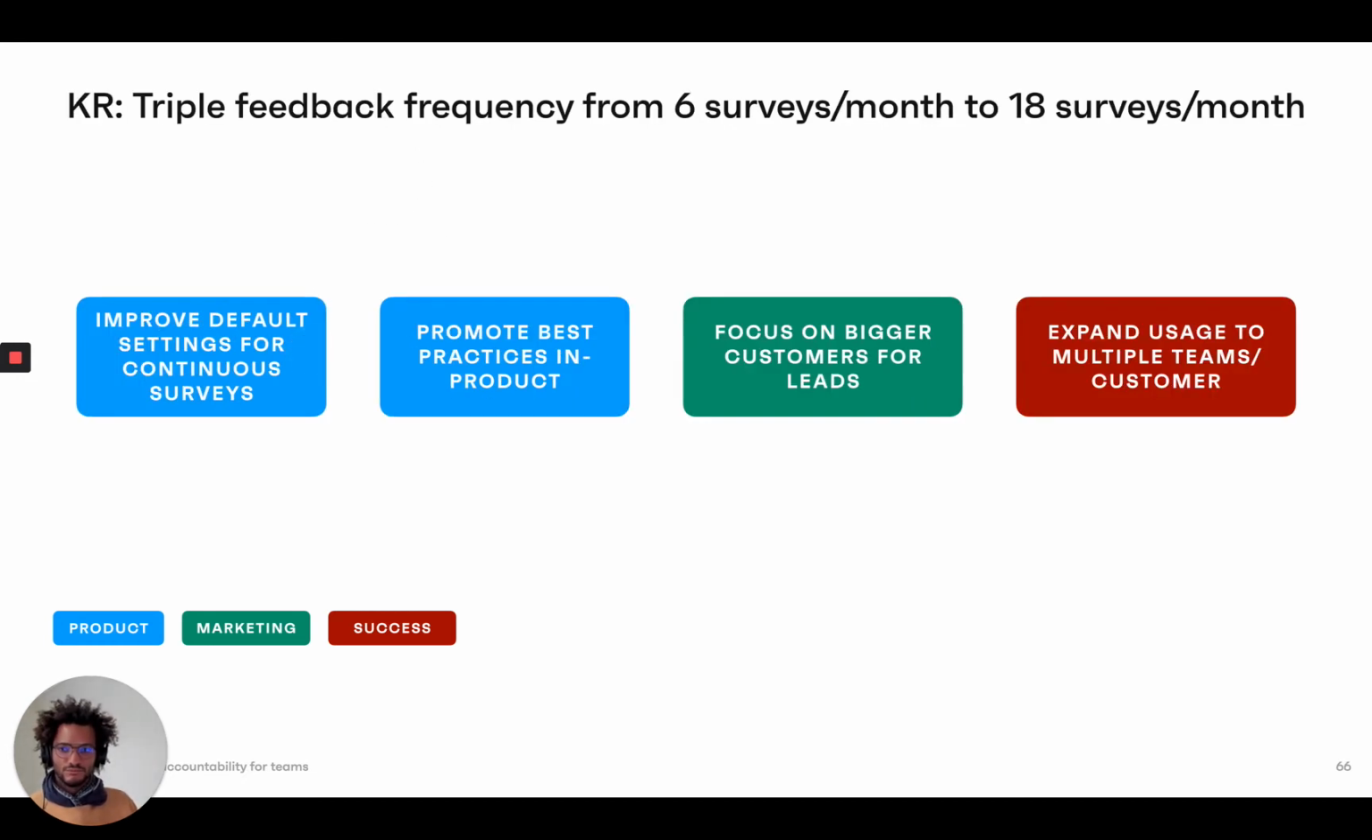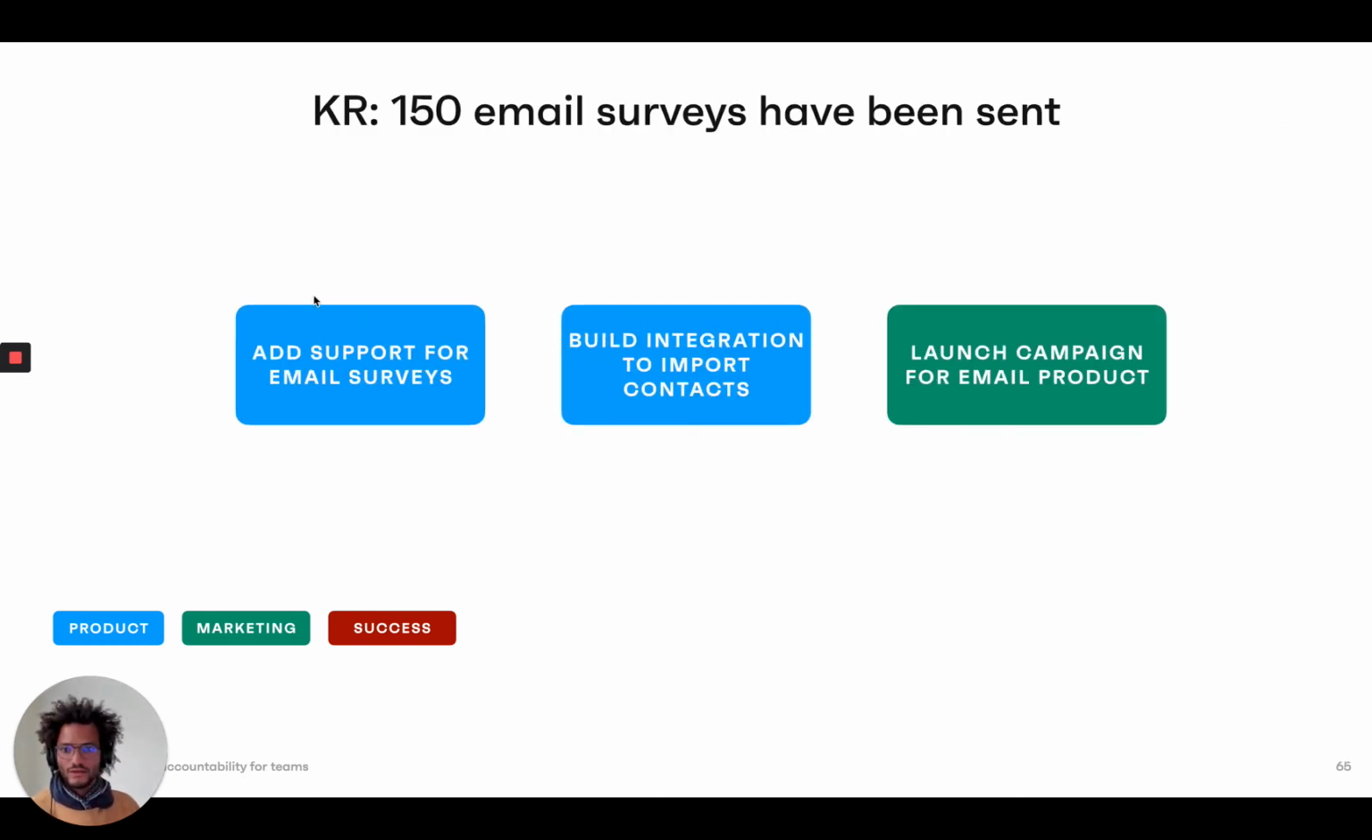Because if we add support for email service, that's one of the projects that the product team will have to do to be able to enable that capability. But if the key result, instead of being a number of email surveys actually collected and sent by customers, were "add support for email service," then that key result becomes something that is only interesting for the product team.